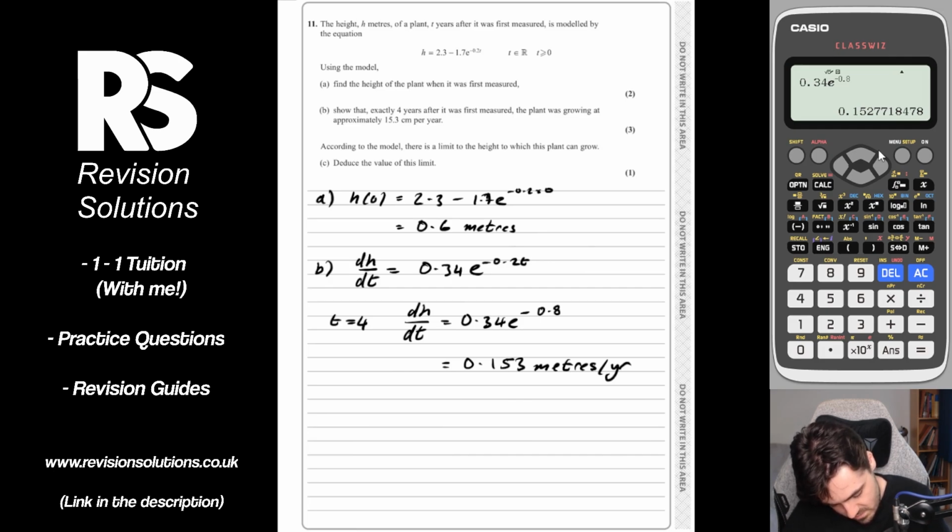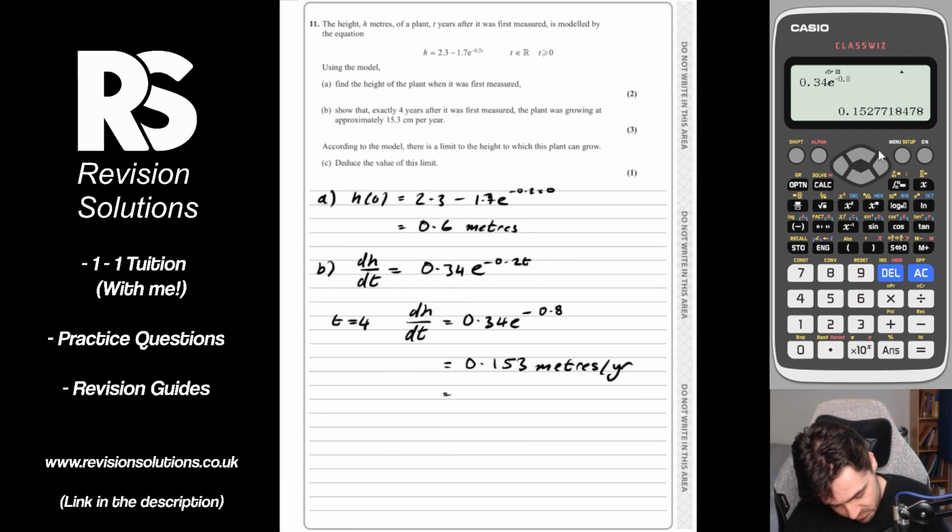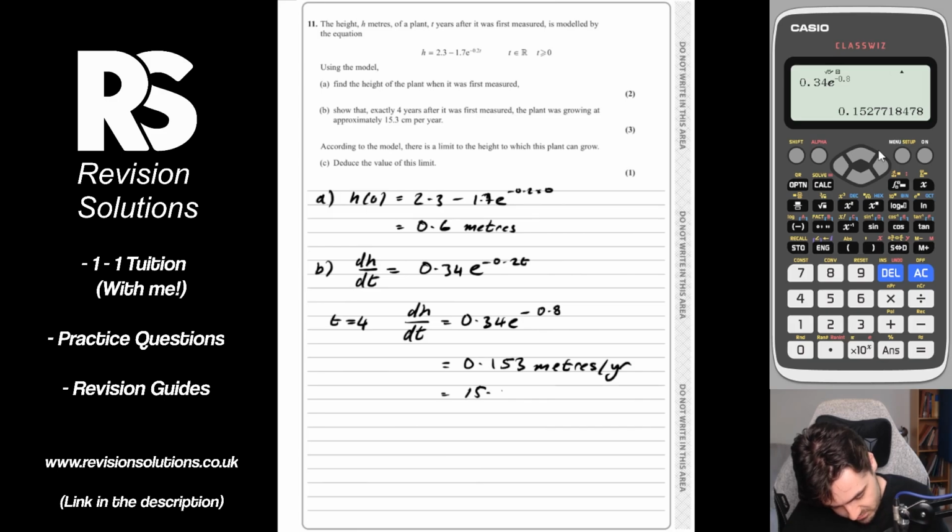So if we do adjust the units, that would be 15.3 centimeters per year. Now it says, according to the model, there is a limit to the height to which this plant can grow. To deduce the value of this limit, we need to see what's going to happen as we let the plant grow and grow for as long as it likes to. So that's when t gets very large, or in other words, when t tends towards infinity.